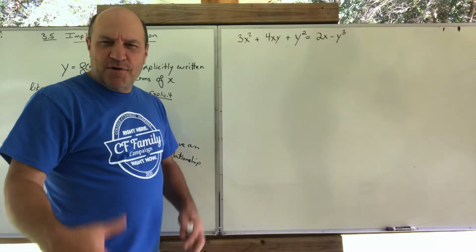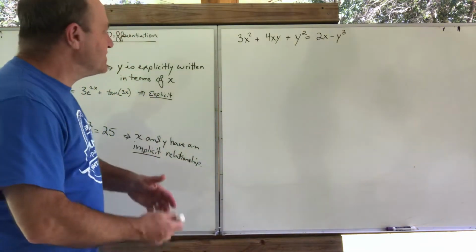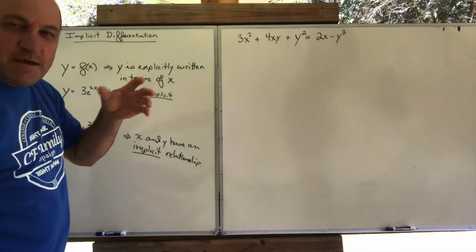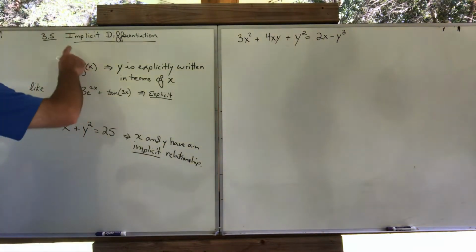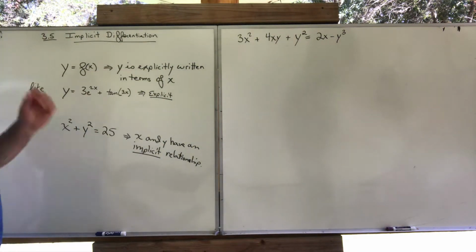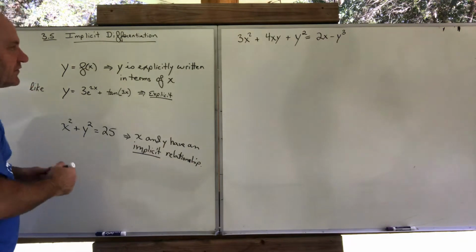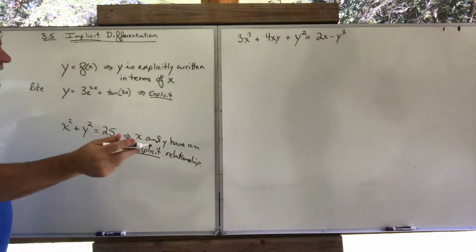We're in the middle of Chapter 3 here. I'm moving into section 3.5. The title is Implicit Differentiation. And so let me try to explain this new word here, implicit.